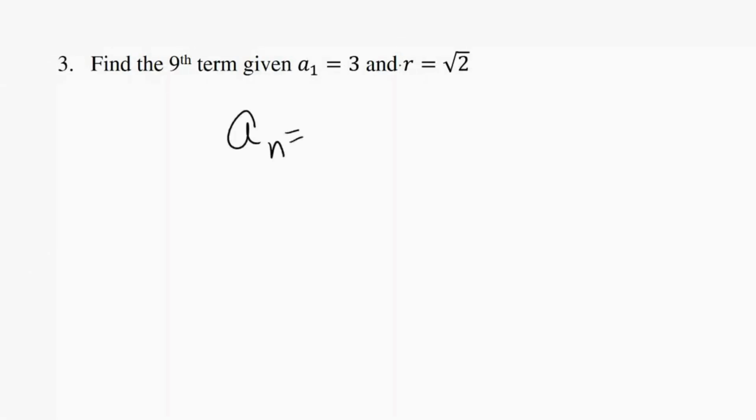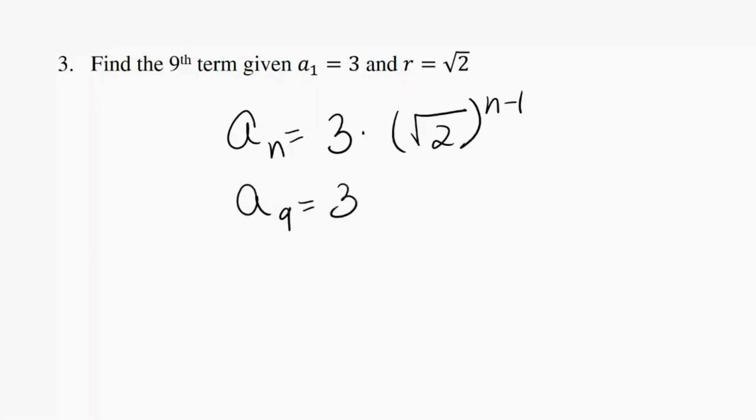Since we're talking about this common ratio, we have that formula: a sub n equals a sub 1, which in this case is 3, times our common ratio. Notice that I'm putting it in parentheses to the n minus 1 power. What's nice about this explicit formula is I can figure out what the 9th term is by plugging 9 into my formula. Then what I'm going to do is simplify this.